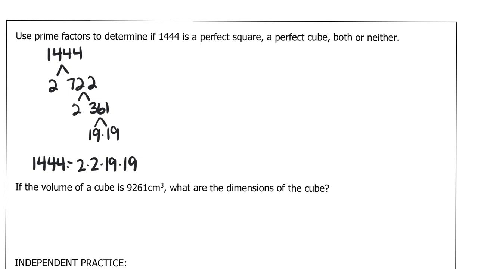Now to determine if it's a perfect square, perfect cube, both or neither, I'm looking at those prime factors. Since my prime factors come in pairs, that means this is a perfect square. If my prime factors came in groups of 3, it'd be a perfect cube. And if I could make groups of 2 and groups of 3, so if I had, say, 6 of one factor, then it would be both.